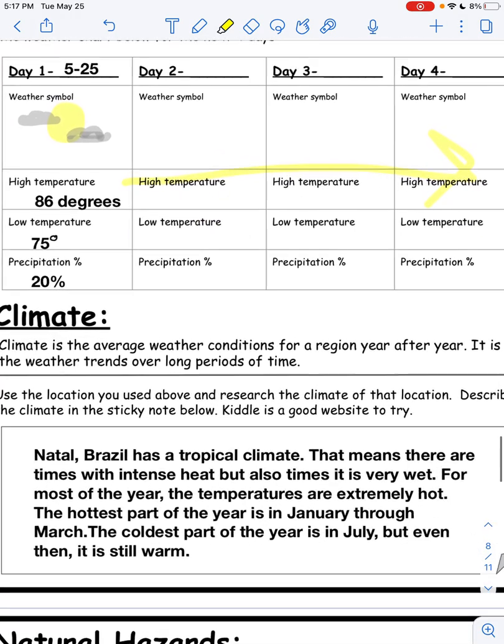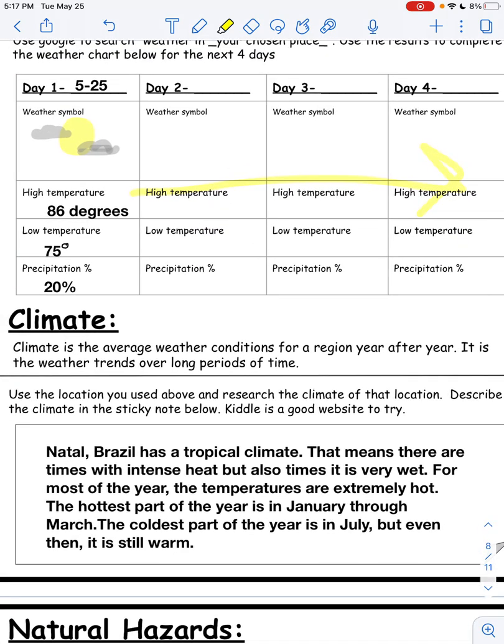Then I will move on to climate. Climate is the average weather conditions for a region year after year. It's the weather trends over long periods of time. So use the location you used above, so Natal for me, and research the climate of that location. Describe the climate in the sticky note below. Kiddle is a good website to try. You could also use Google.